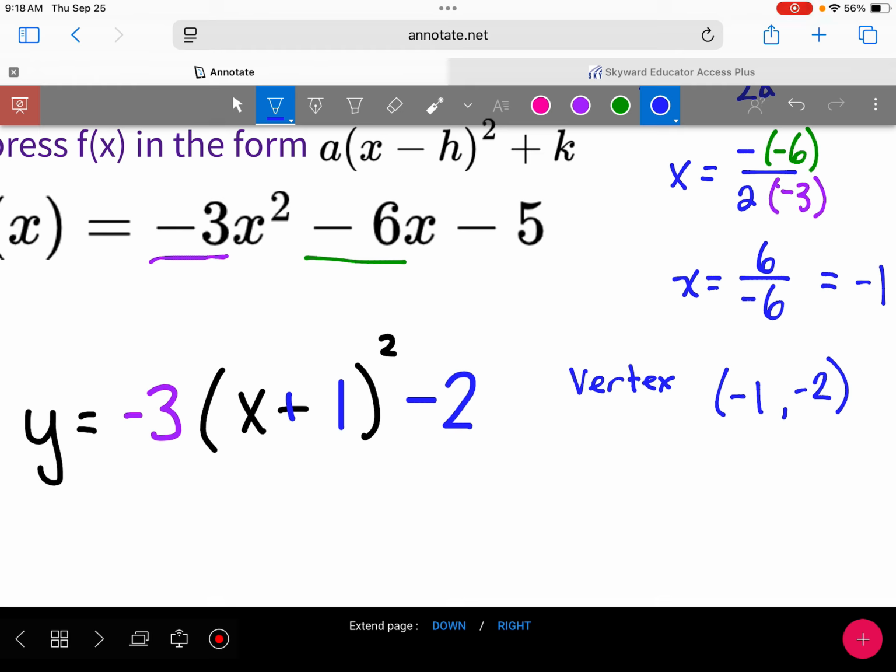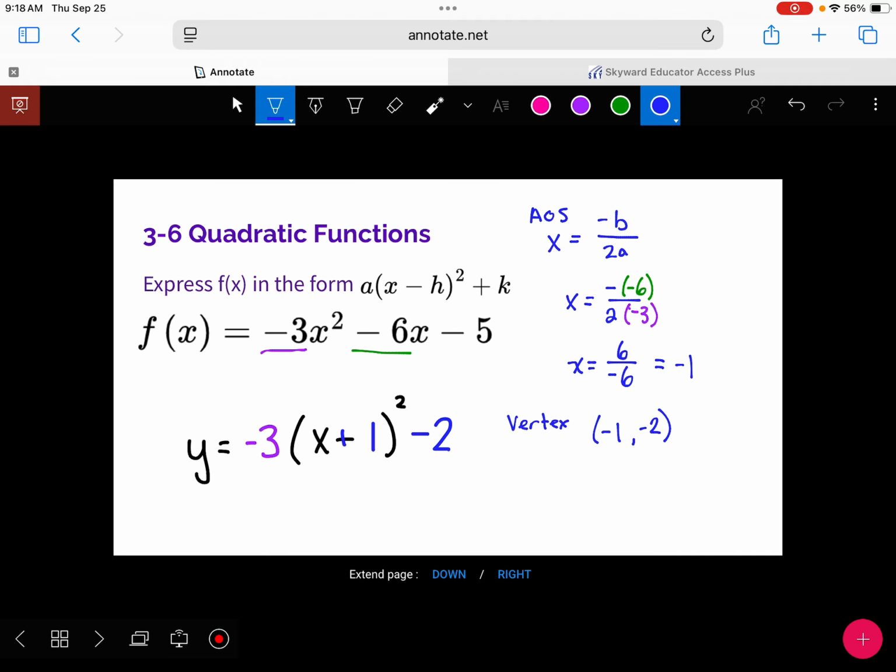So you can absolutely do this with completing the square. Again, it absolutely works 100%, totally fine. You definitely have the quadratic formula. But this is the easier way. Questions on this one?